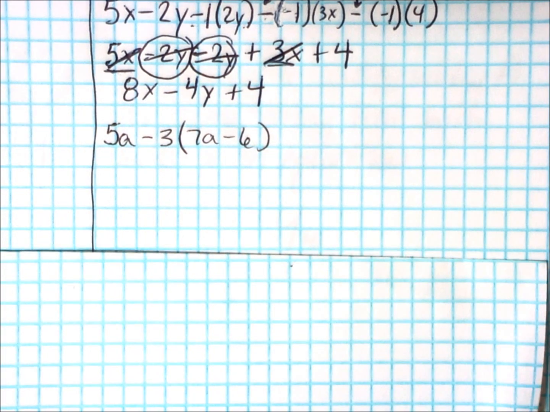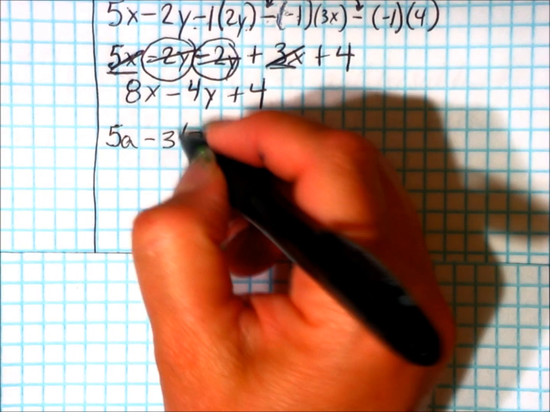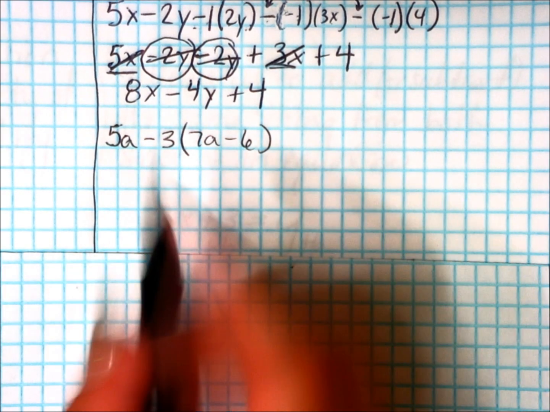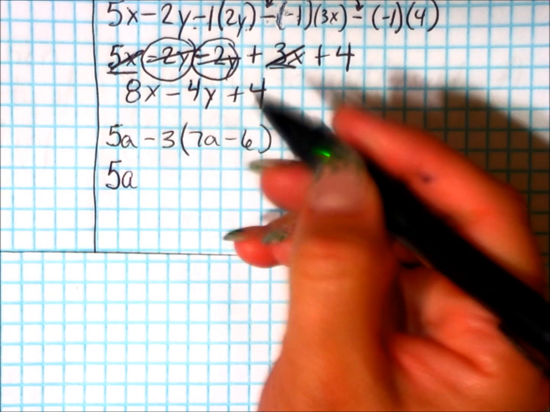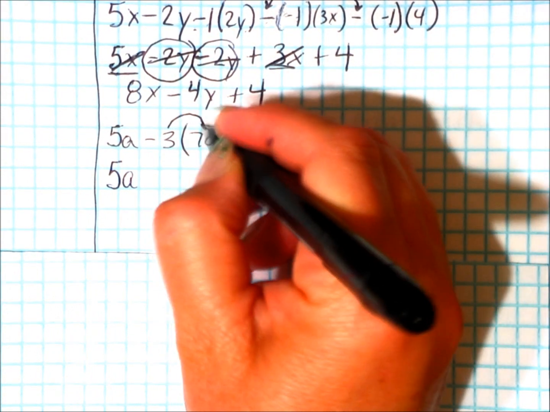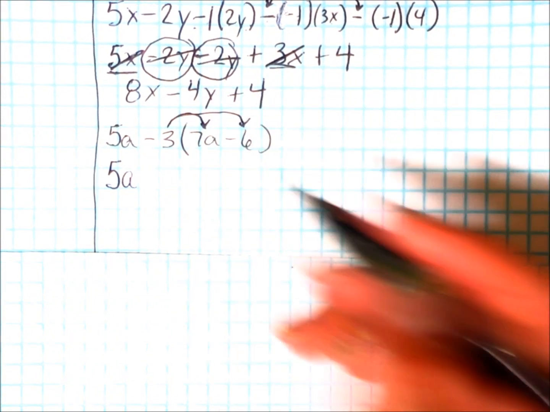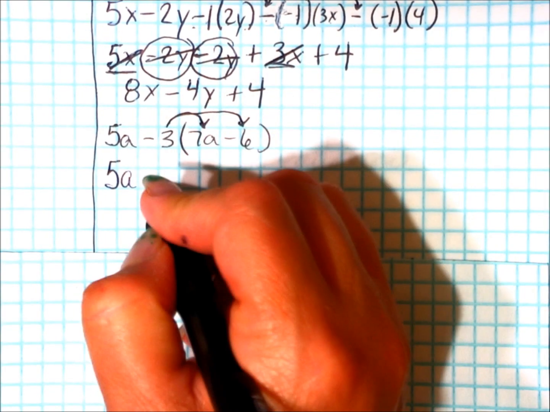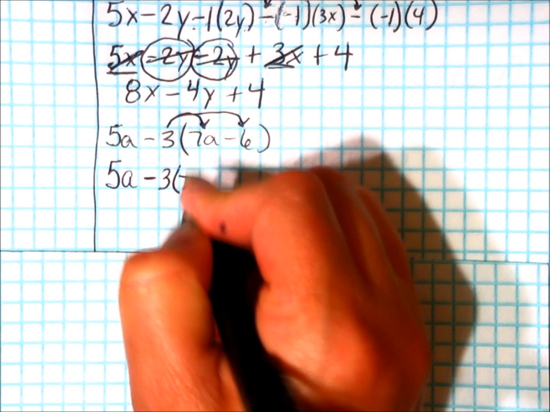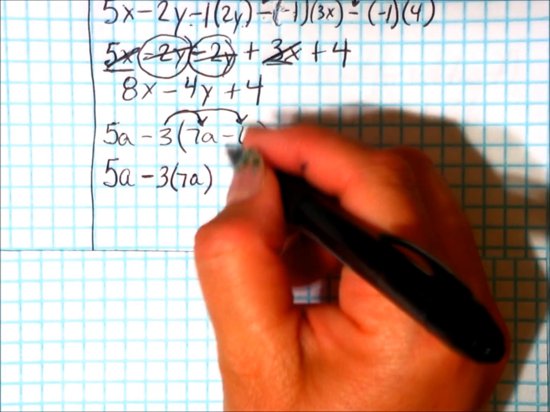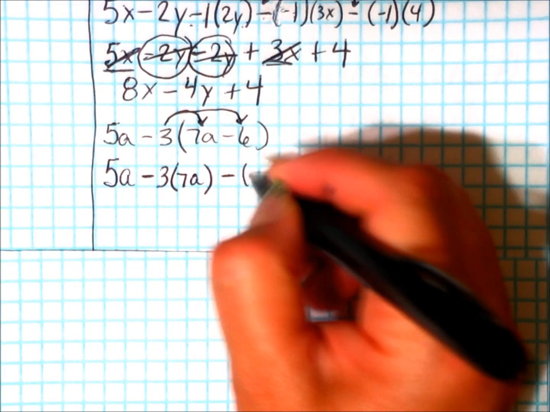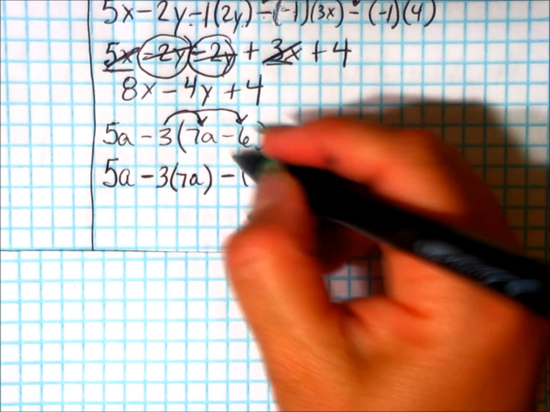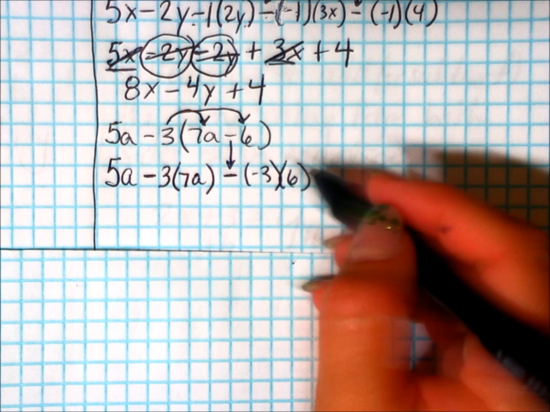All right, so again, this time it's a little different because it's not just a negative. They gave us a number. So first we're going to do 5a, and then we're going to distribute. Negative 3 times this and negative 3 times this. So you can start with negative 3 or positive 7a, doesn't matter. Negative 3 times positive 7a. This is a minus negative 3 times 6. So that minus moved down, and then the 6 went there.